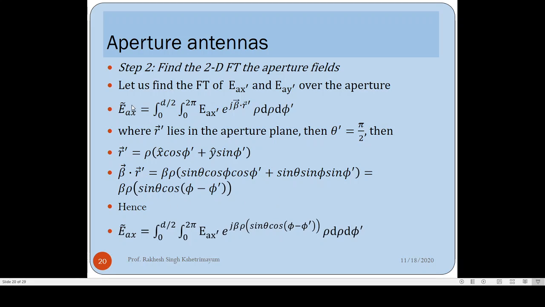So you can express this 2D Fourier transform in a more simplified manner here. Your double integration goes from 0 to d by 2, 0 to 2 pi of Eax. This exponential term you can express as exponential j beta rho sin theta cos of phi minus phi dash, rho d rho d phi dash.